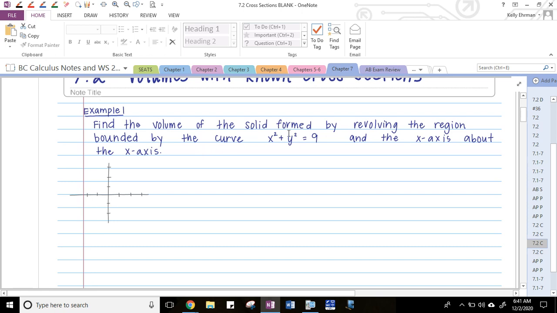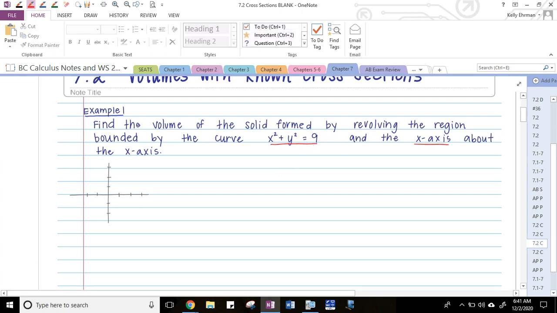It says find the volume of a solid formed by revolving the region bounded by the curve of x squared plus y squared equals 9 and the x-axis about the x-axis. So this is kind of what we've been doing using just our disk method. We're talking about the top half of that circle that has a radius of 3. Here's our graph. We're looking at this region.